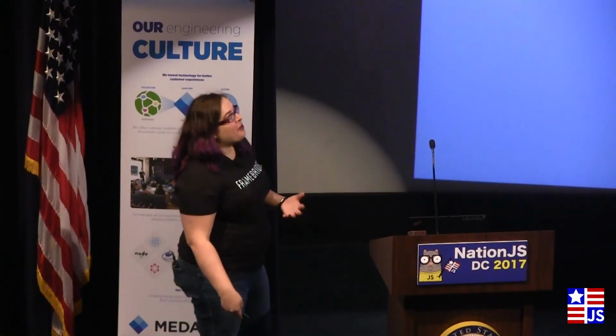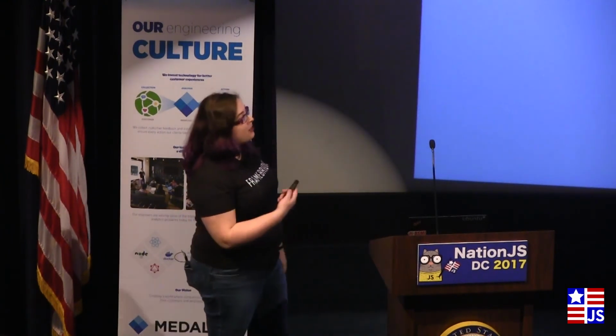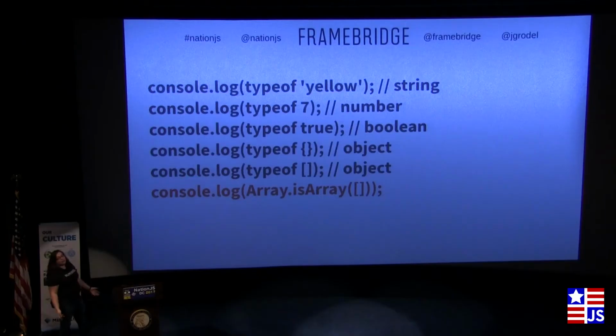If you do want to know whether the object you're dealing with, or whatever variable you're dealing with, is an array, a nice way to do that with vanilla JavaScript is just Array.isArray, and then you pass in the thing you're testing as a parameter. So here I'm passing an empty array, and that'll give us a boolean. So here we get a true.